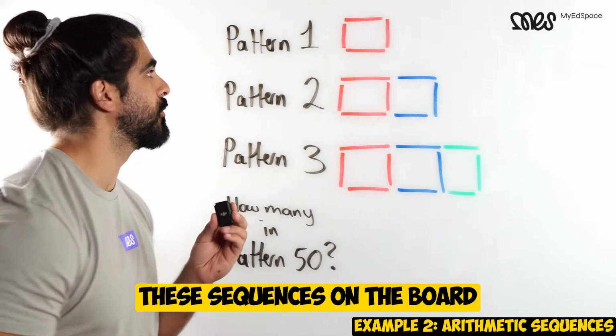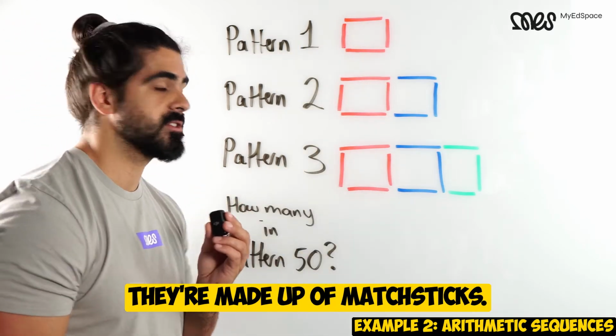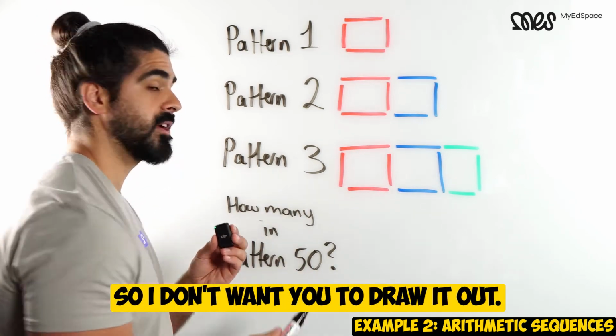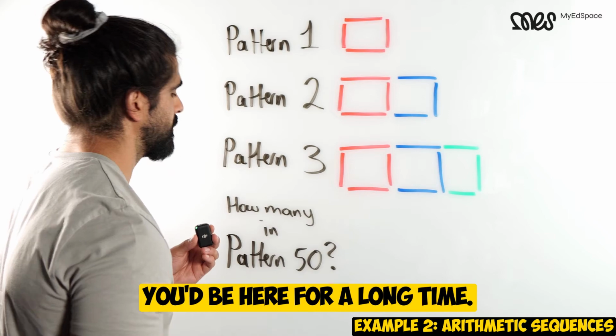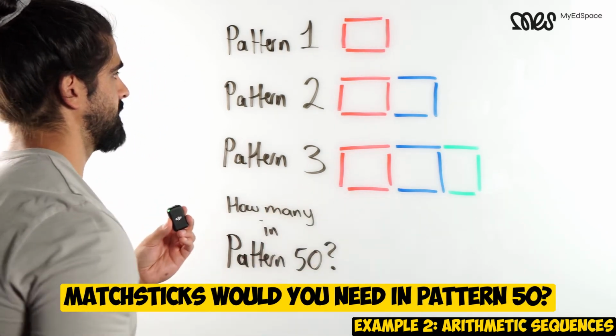These sequences on the board follow a specific pattern. They're made up of matchsticks. How many matchsticks would there be in pattern number 50? I don't want you to draw it out. You'd be here for a long time. I just want to know how many matchsticks you would need in pattern 50.